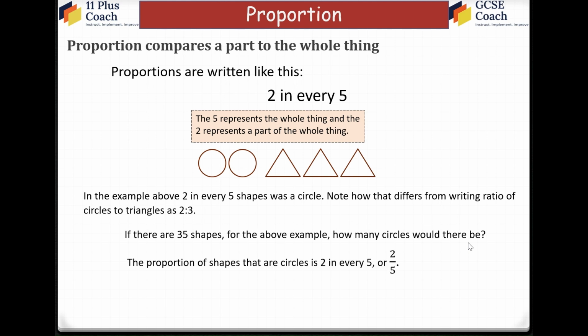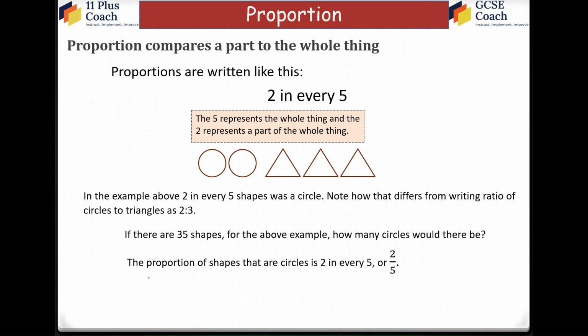If the question carries on, if there are 35 shapes, let's say a bigger necklace I want to make with the same pattern of 2 circles and 3 triangles. If there are 35 shapes for the above example, how many circles would there be in that big necklace? So if 2 out of every 5 are circles and the bigger necklace is made up of 35 shapes, how many circles should I expect?